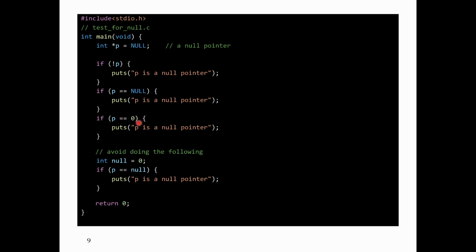Up here, that's because the language says that p equals equals zero has a special meaning when p is a pointer. But p equals equals some variable does not have a special meaning, even if the variable represents null. So those are the three ways that you can check for null.